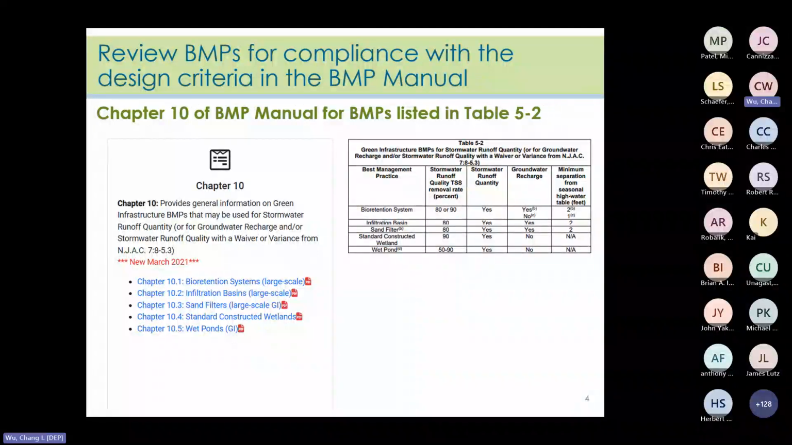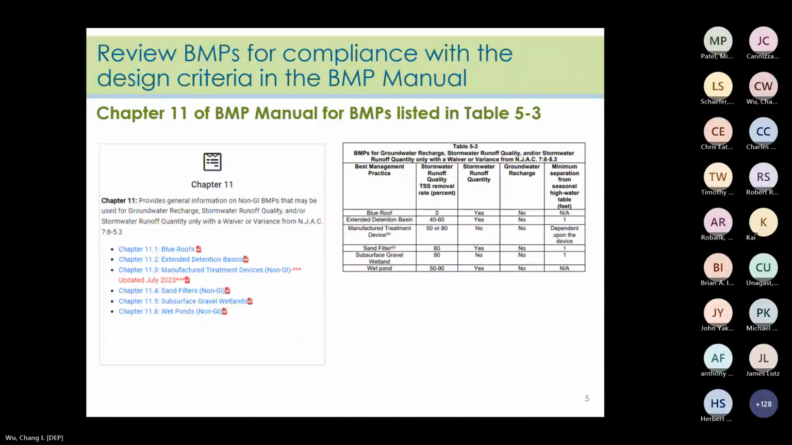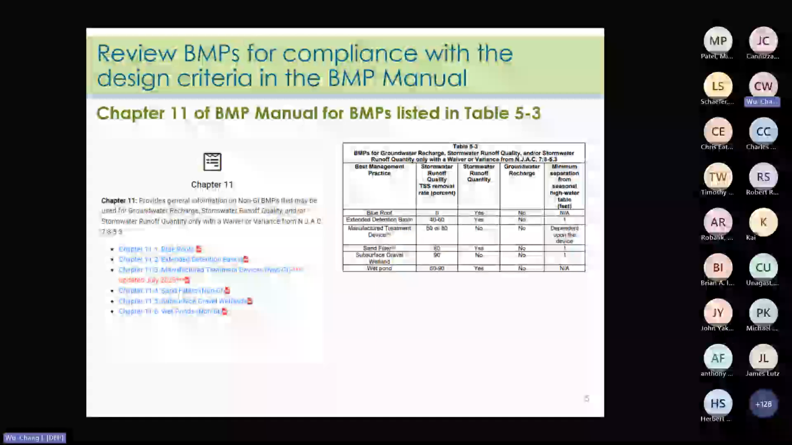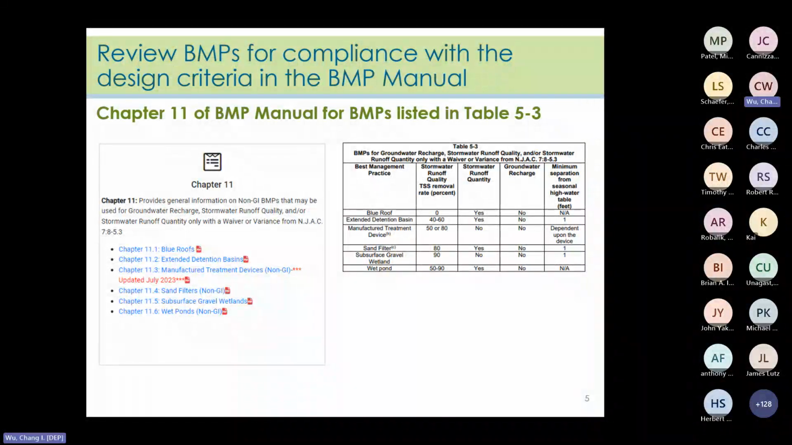This is Table 5-2, which is for the GI BMPs that can be used for water quantity compliance. And the BMPs listed in Table 5-3 would need a variance from the stormwater ordinance or from the rules in order to be used.